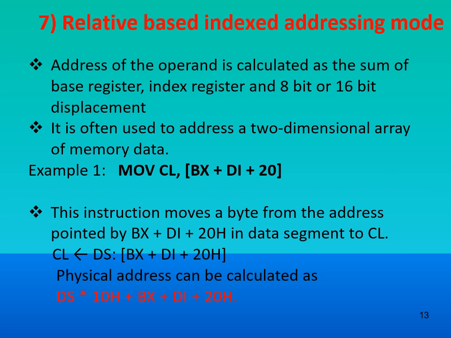The seventh addressing mode is relative based indexed addressing mode. In this mode, the address of the operand is calculated as the sum of base register, index register and an 8-bit or 16-bit displacement. You have three parameters to calculate the physical effective address of the source operand. It's often used to address a two-dimensional array of memory data. We will see how in the next slide.